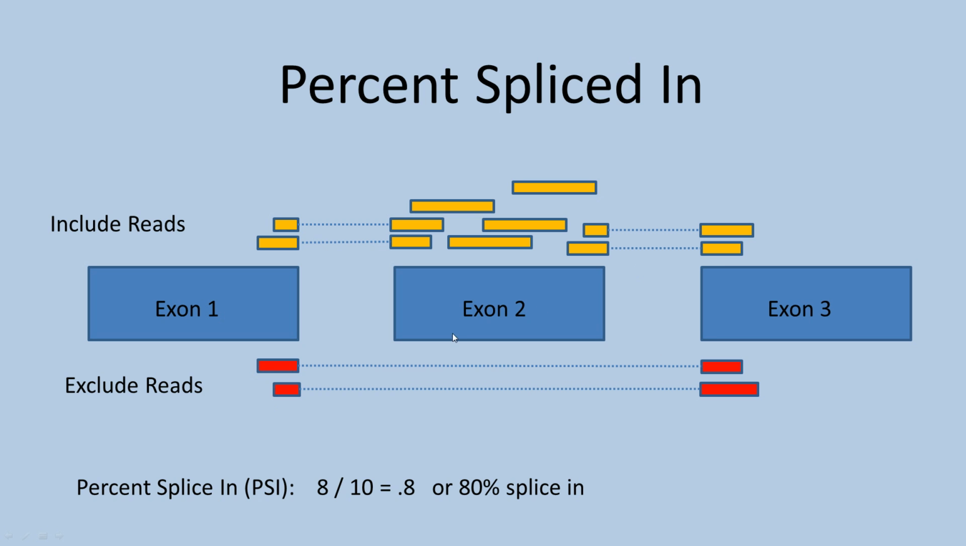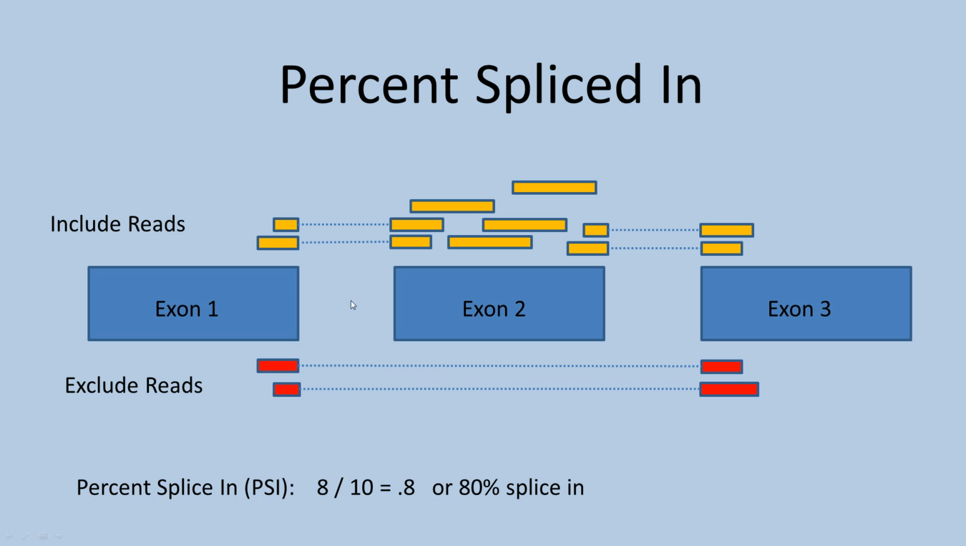And so if you take the ratio of these reads up here that indicate inclusion versus the total number of reads, we have 8 out of 10 or 80%. So the PSI value for an exon 2 skip event would be 0.8, or 80% of the time exon 2 is included in the transcript.